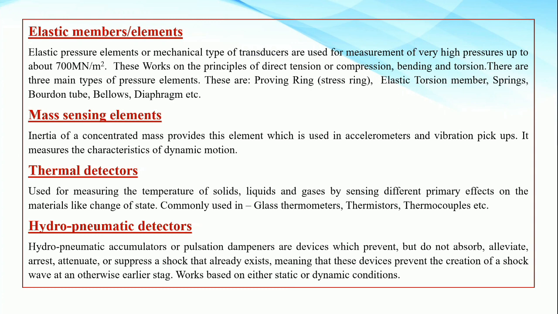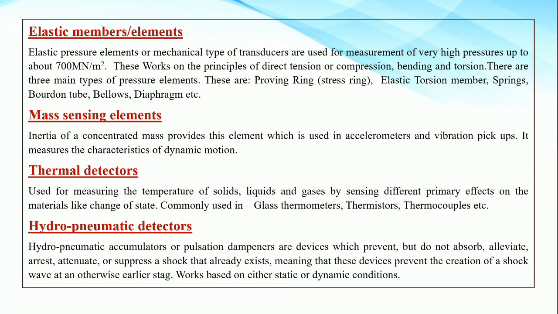Like, if I give an example, the proving ring, which is known for its physical dimension and mechanical properties: an external tensile or compressive force is applied across the ring diameter, causing a distortion which is proportional to that force. That distortion is measured by means of a dial gauge and sensitive micrometer or a strain gauge.